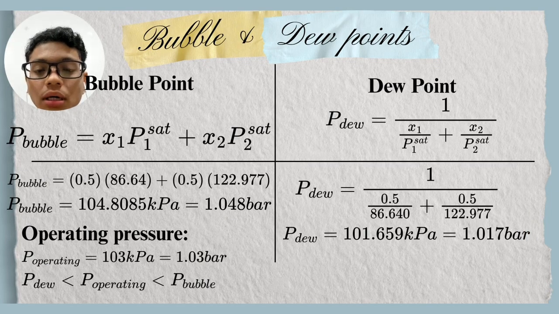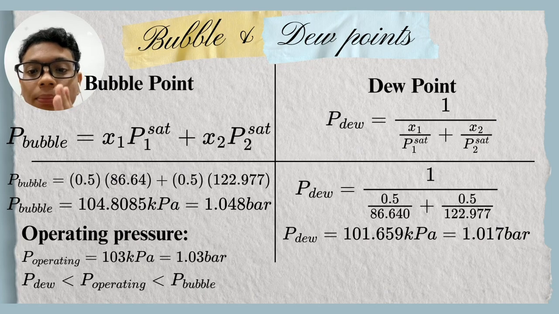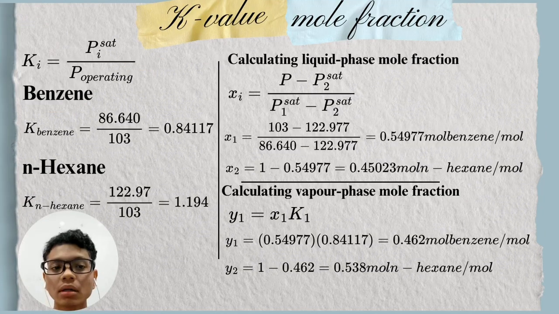Next, for the bubble point, in order to find its value, we just need to substitute the mole fraction and also the saturated pressure into the formula, and then we can get the value, which is 104.8 kilopascal. The same goes for the dew point. Then we can get the value, which is 101.66 kilopascal. After that, we choose the operating pressure, which is between the bubble point and the dew point, so we choose 102 kilopascal. For the K values, just substitute the saturated pressure and divide by the operating pressure. Then we can get the value for benzene and also n-Hexane.